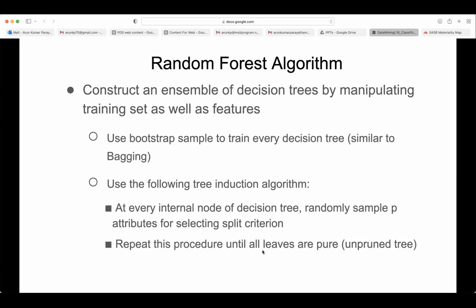Repeat this procedure until all leaves are pure, giving an unpruned tree. Here we don't prune. We will repeat this procedure until all leaves are pure. Pure means only one class should exist at each leaf. Is it clear, how we are building random forest decision trees? Yes, sir, clear.